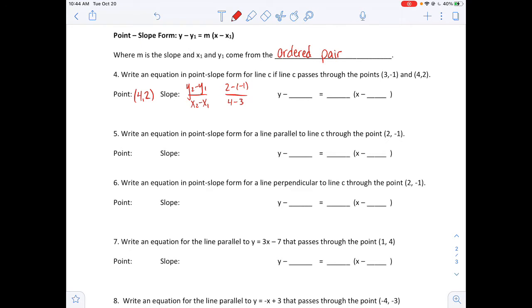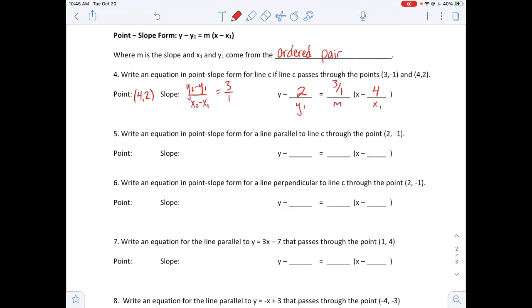So this would be 3 over 1. Sorry, 3 over 1 is the slope. So y minus y1 equals m times x minus x1. My y1 I know is going to be 2, because I picked (4, 2). x1 is going to be 4, and my slope we found was 3 over 1.